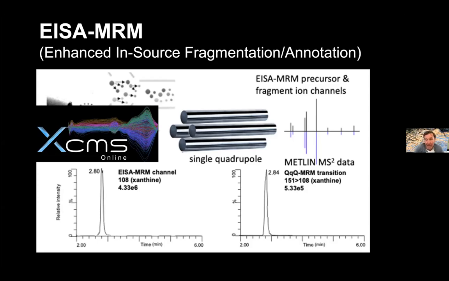The other interesting thing about this is that our dynamic range with the ESA MRM approach is roughly 10 to the 5th. And we've done direct comparisons with triple quad MRM, and actually we see the same sort of dynamic range with both approaches. And we have multiple examples of that. There's a paper on this now in ChemRxiv that you can look at, and hopefully it'll be published in a journal relatively soon.